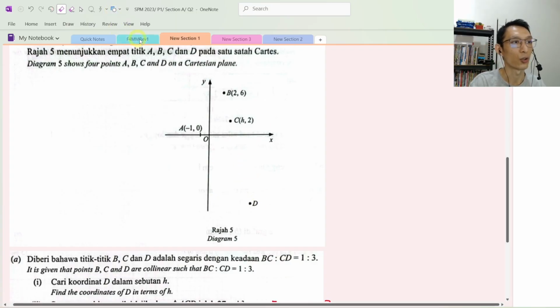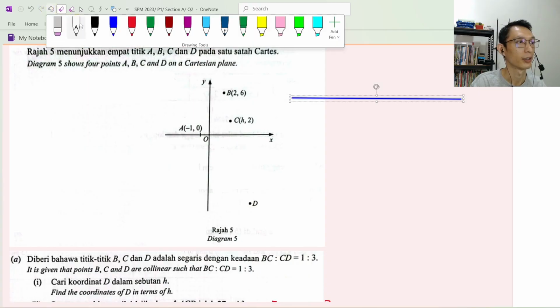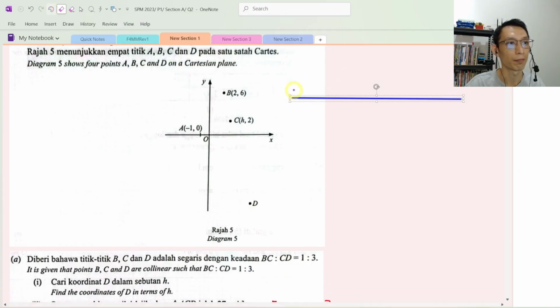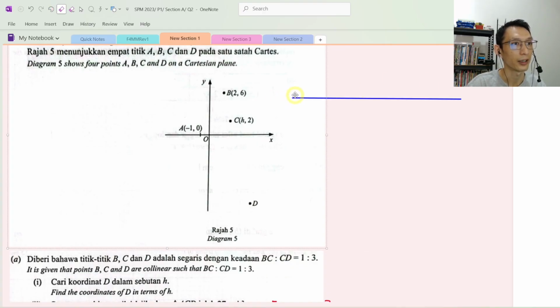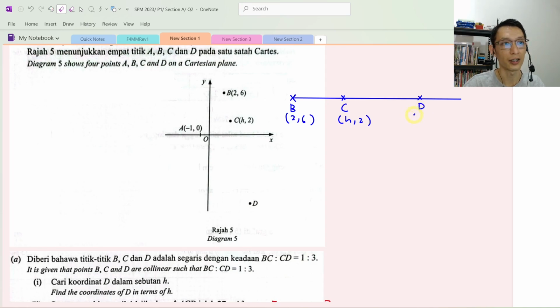Okay, so let me draw this BCD. Now if we draw it like this, it's easier for us to solve it. So let this one be B (-2, 6), this be C (h, 2), and this one be D. We want to find the coordinates of D, which is (x, y). So the ratio is 1 to 3, BC is 1, CD is 3.